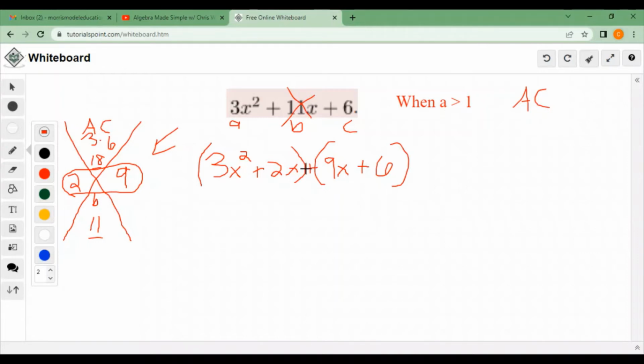Okay, so we're going to look at this first parenthesis to start. We're not even going to look at 9x plus 6, okay? So 3x squared plus 2x. What is the GCF between those 2 terms? What's the greatest common factor, in other words, that both 3x squared and 2x have in common? Give it some thought. If you said x, you are correct.